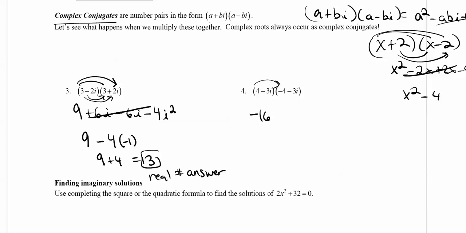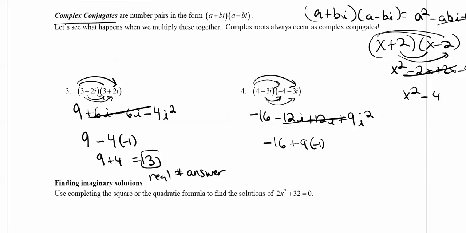So this will be negative 16, and this one will be negative 12i. And then the next term will be positive 12i. And then the last terms will be positive 9i squared. Well, negative 12i and positive 12i will cancel, and so we'll have negative 16 plus 9 times negative 1. Well, that will be negative 16 minus 9, which will give me what? Well, if you said 25, you are correct. So that would be negative 25. And so that would be my final answer.